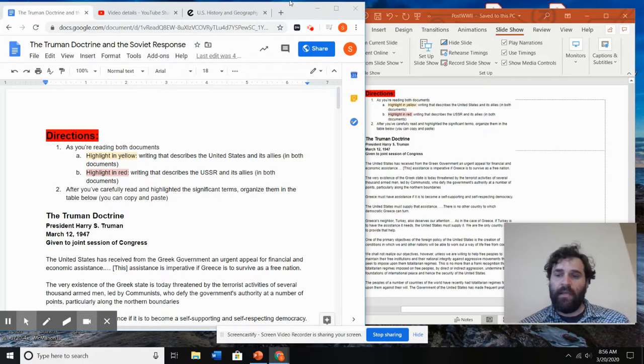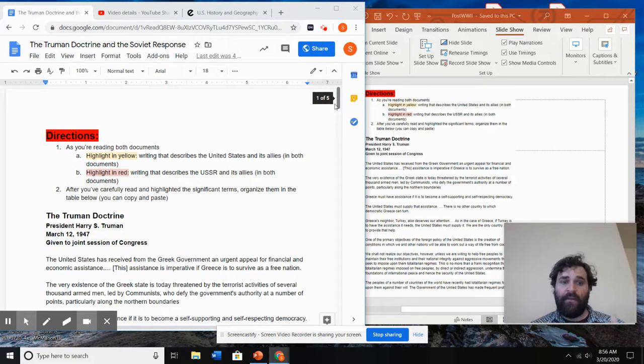Hey guys, I wanted to go over the directions a little bit more for the readings, as well as actually start reading them. This will be for the Truman Doctrine. Okay, you're going to do the same directions though for both documents. You're going to highlight in yellow anything that describes the United States and its allies, and you're going to do that for both documents actually. Then you're going to highlight in red writing that describes the USSR and its allies.